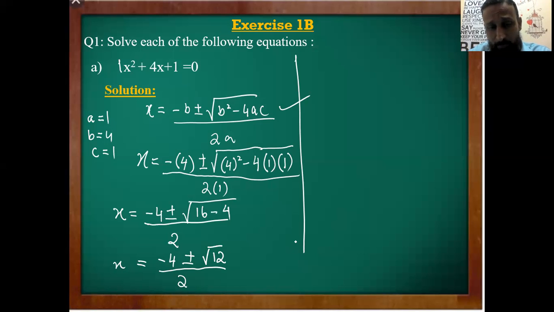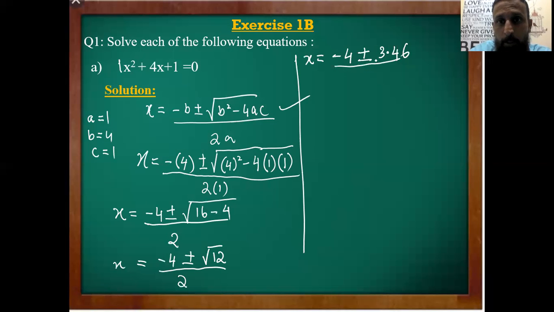As we know that 12 is not a perfect square, we need to calculate the value of root 12 by using our calculator. So please do it. It is found to be 3.46. So x equals negative 4 plus minus the value of under root 12, which is 3.46, whole upon 2. Now, after this, we're going to make two columns. In the first column, we'll write this with the plus value of root 12, and in the second column we'll write this again with the negative value of root 12.